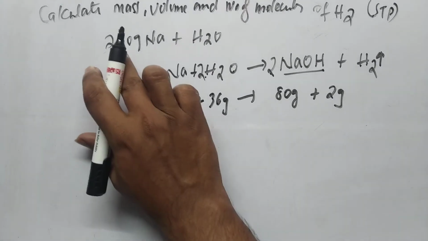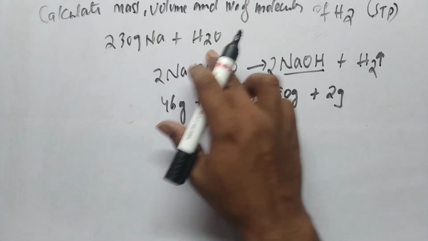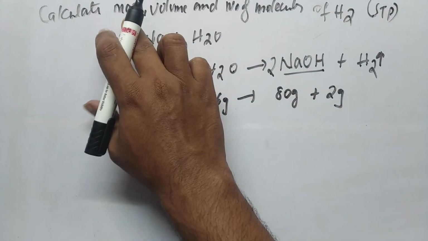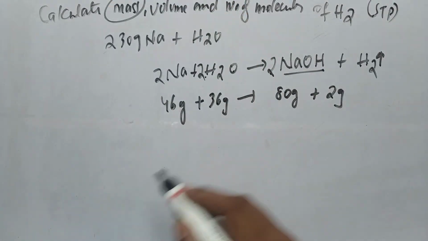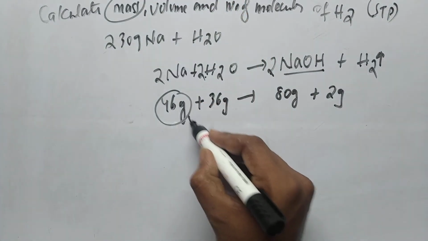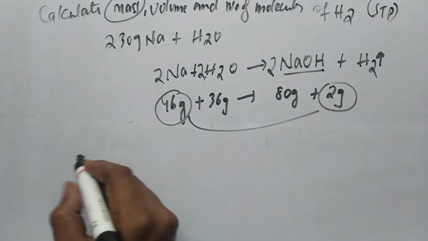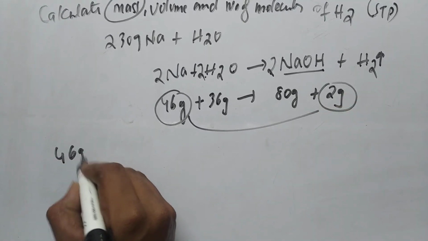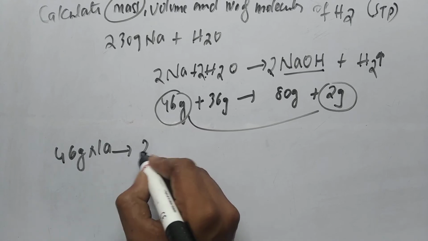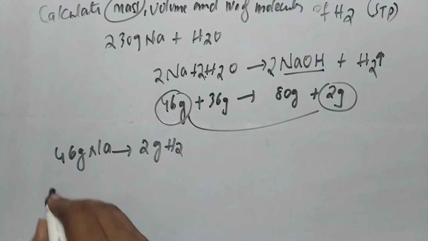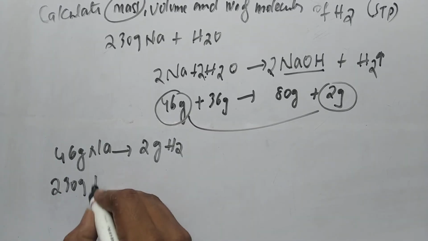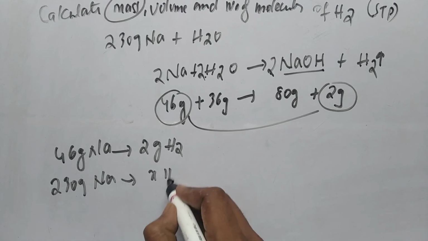So he's saying when 230 grams of sodium reacts with water, how much amount of hydrogen gas will we get. So we'll calculate the mass first. So we'll take the mass relation. So 46 grams of sodium will give you 2 grams of hydrogen. So we'll write: when 46 grams of sodium is giving 2 grams of hydrogen gas, now when 230 grams of sodium is there, how much amount of hydrogen gas will we get?